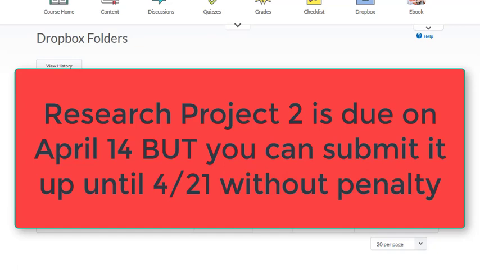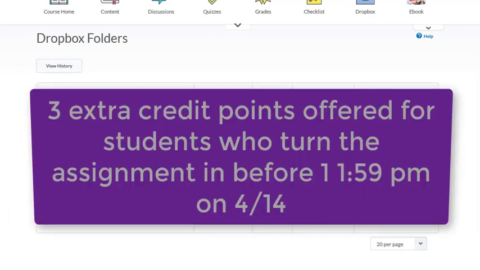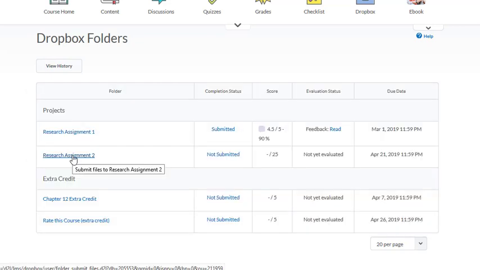And as a matter of fact, if you do get it in by the 14th, I will give you 3 extra credit points. If you need more time to edit, to prepare, that's fine. I will not take any points off, and up until the 21st, I will accept the paper, so you do have that time. But I really would like it by the 14th if at all possible.